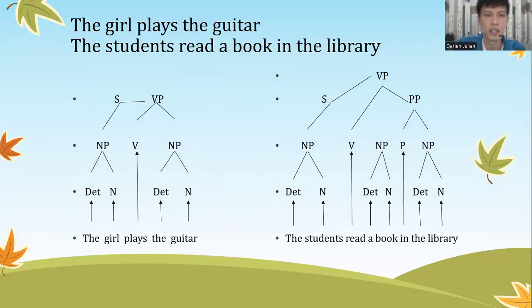Next is: The students read a book in the library. "The" is a determiner, "students" is a noun. The students is a noun phrase. "Read" is a verb. "A" is a determiner, "book" is a noun. A book is a noun phrase. "In" is a preposition. "The" is a determiner, "library" is a noun. The library is a noun phrase. In the library is a prepositional phrase. Read a book in the library is a verb phrase. The students read a book in the library is the sentence.